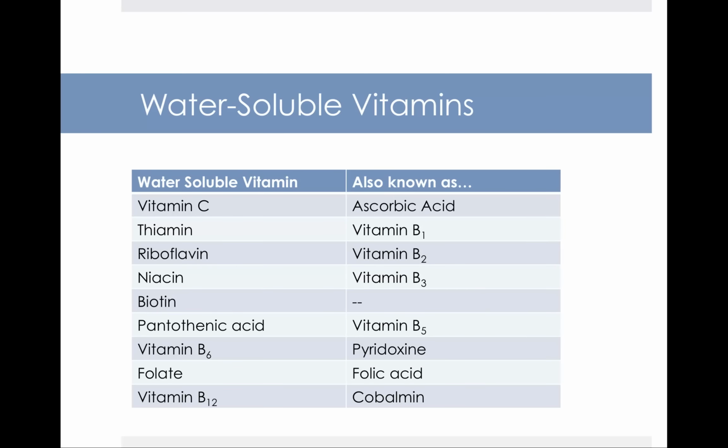So the water-soluble vitamins that we're going to cover in this course consist of vitamin C and what are called the B vitamins. And I've made a table for you here so you can start working on learning what the alternate names are for some of these B vitamins.